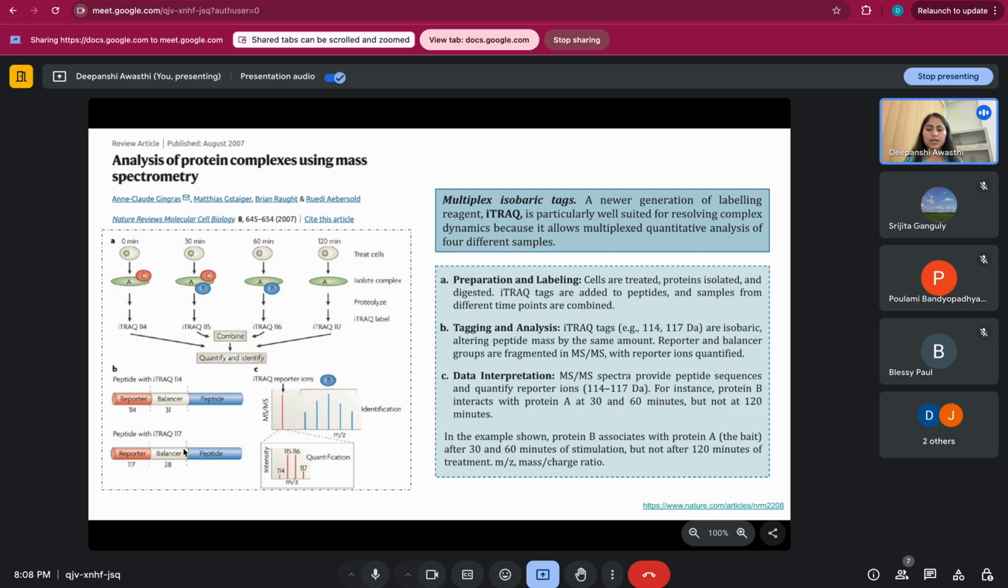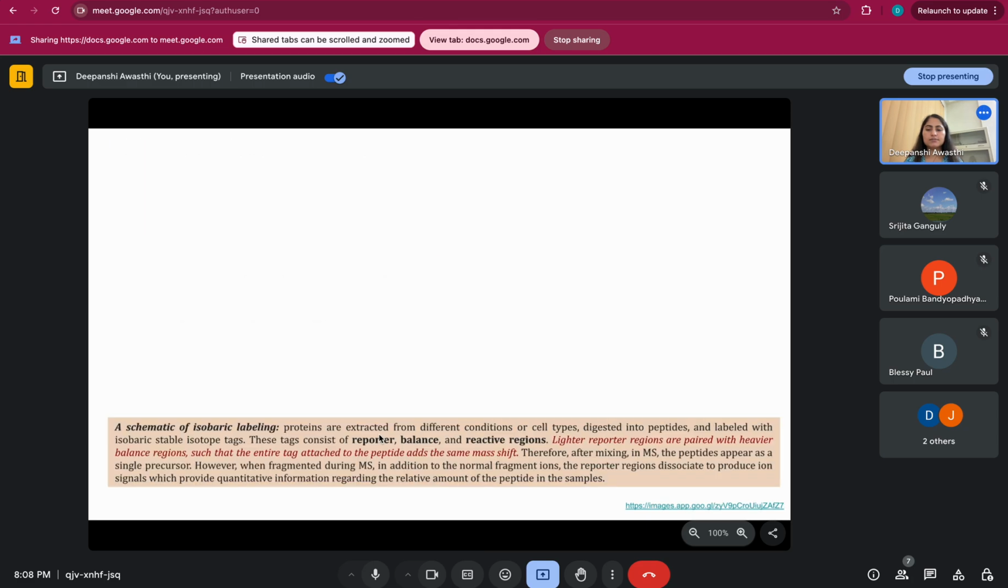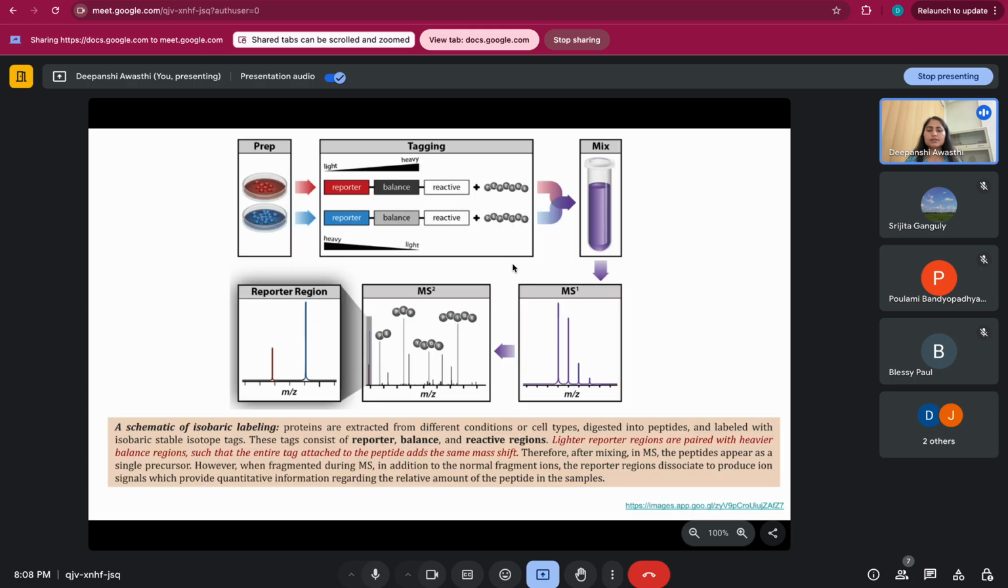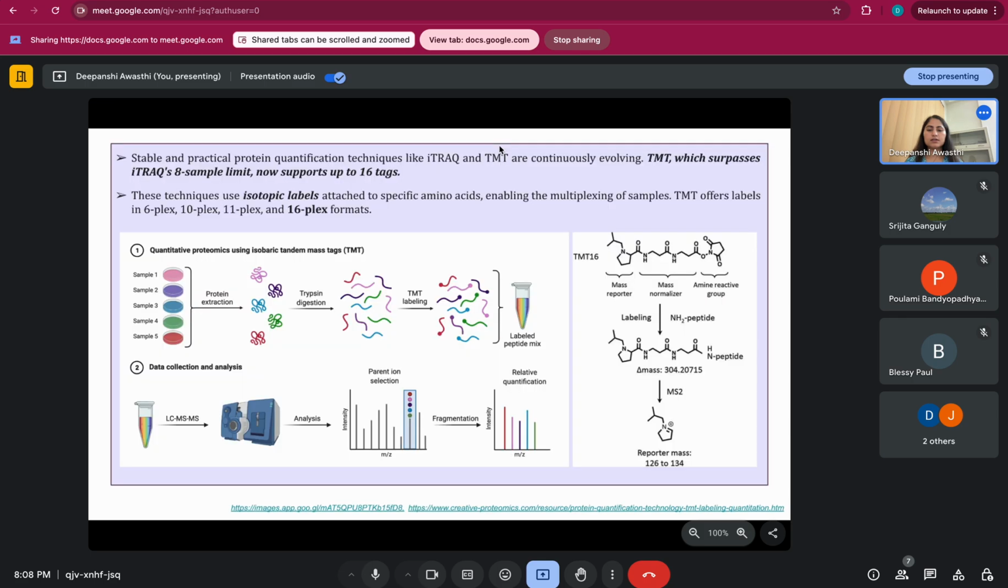So this is about the isobaric tagging and the balancer group. This is also one of the representations for simplicity: if your reporter is heavy, then you will use a light balancer. If your reporter is light, then you have to use the heavy balancer, so that both the samples will have similar additional molecular weight brought about to them by the reporter and balancer.